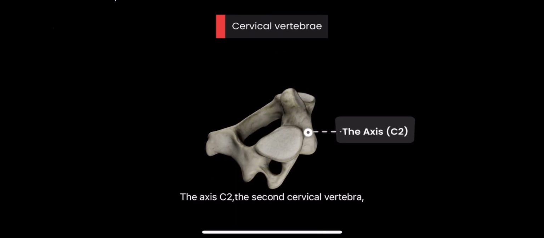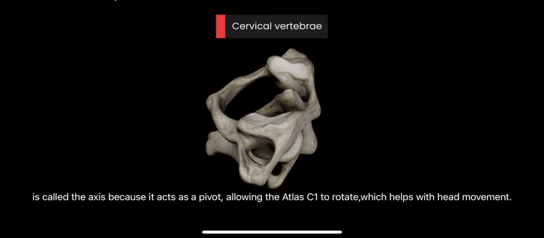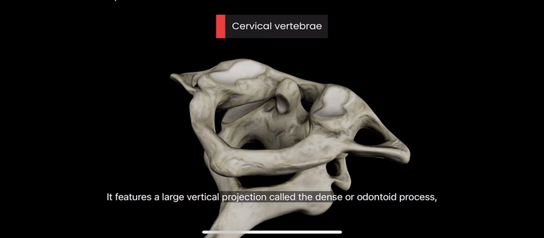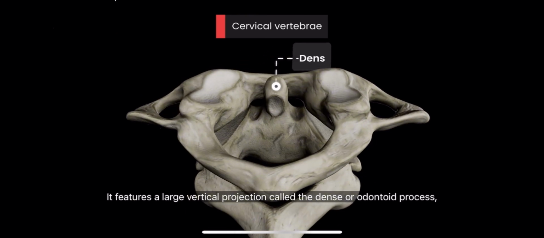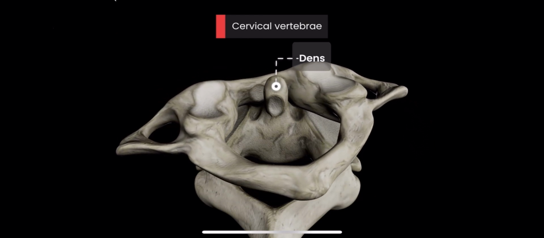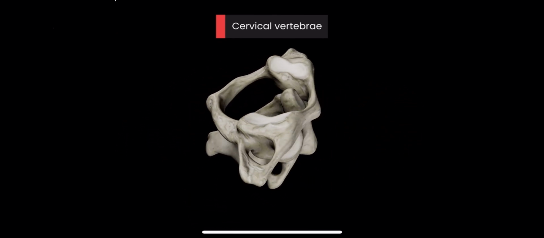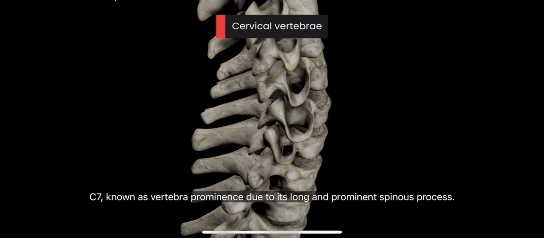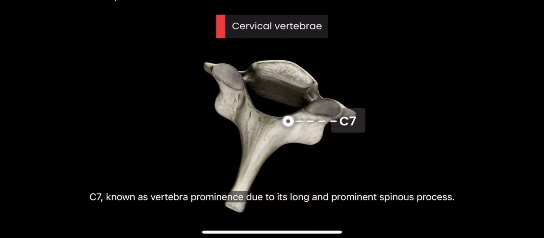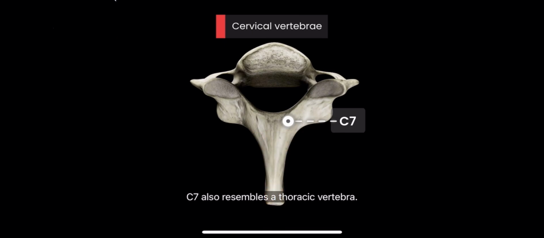The axis, C2. The second cervical vertebra is called the axis because it acts as a pivot, allowing the atlas, C1, to rotate, which helps with head movement. It features a large vertical projection called the dens or odontoid process, and cervical rotation occurs through its connection with the atlas. C7, known as vertebra prominens due to its long and prominent spinous process. C7 also resembles a thoracic vertebra.